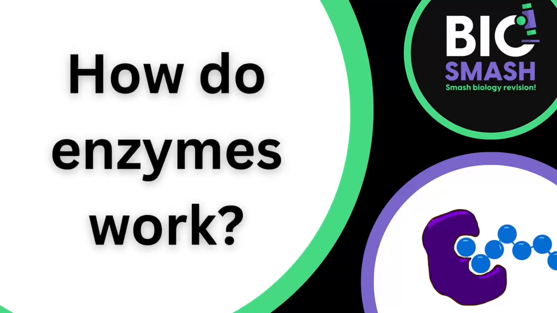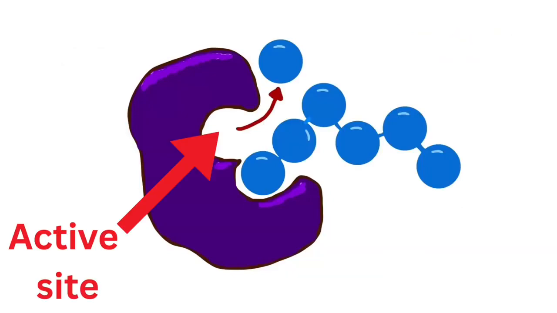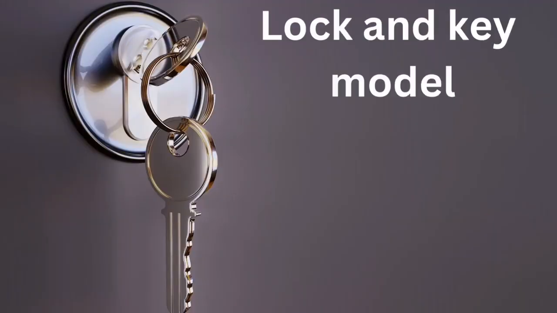Let's look at how enzymes work. We often call the molecule that fits into an enzyme a substrate. The part of the enzyme that the molecule fits into is called the active site. You can see that the shape of the active site fits really well around the shape of the substrate, just like your key fits really well into your lock and just your lock. This is called the lock and key model.